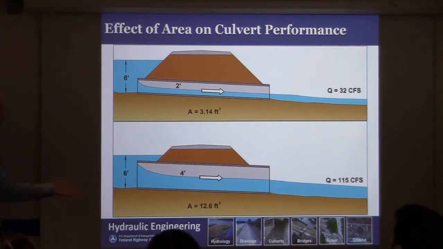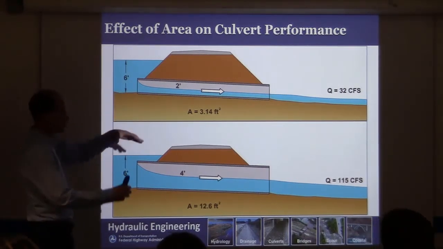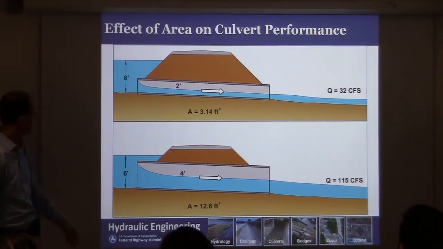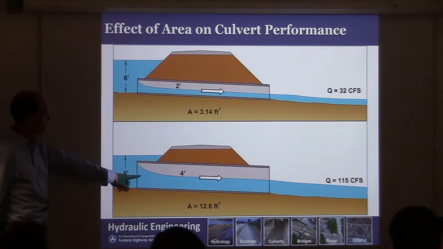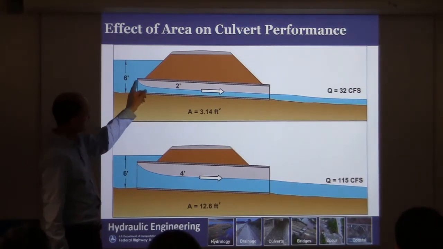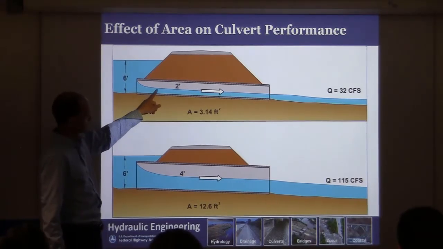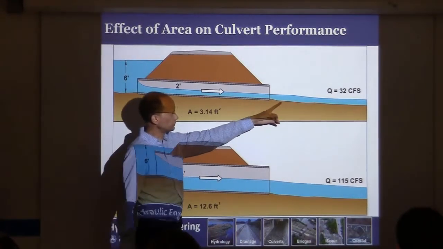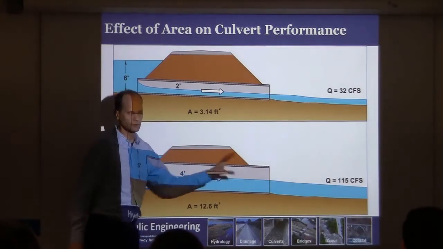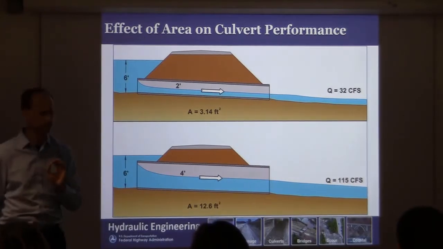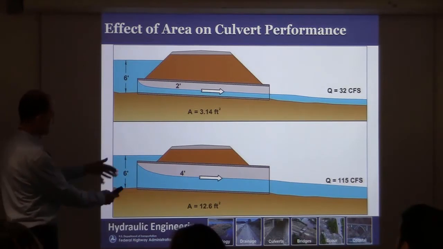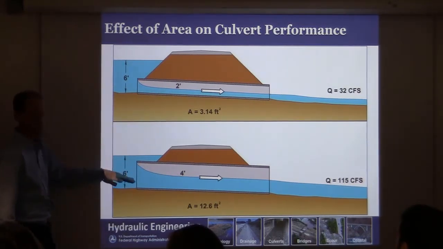And it kind of makes sense that if we have a situation where we increase the area of the inlet, we can get more flow past the inlet, and that's what we see here. If we were to keep the headwaters the same, then in this case, with a 2-foot diameter pipe, we have 32 cubic feet per second, and with a 48-inch diameter pipe, we have 115 cubic feet per second. Probably what actually happens in reality is as you increase the size of this, you do get more flow through here, but you also drop the headwater.